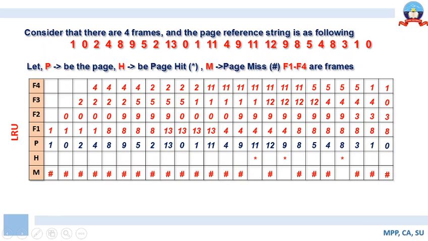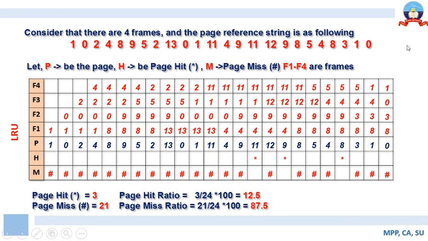Here the number of page hits is 3, and the number of page misses is 21. Now I'm determining the page hit ratio. The page hit ratio will be 3 by 24 into 100, and the page miss ratio will be 21 by 24 into 100. 3 by 24 is 1 by 8, so it will be around 12.5, and the miss ratio will be around 87.5. So 12.5 plus 87.5 makes 100.